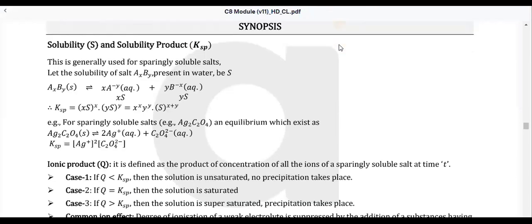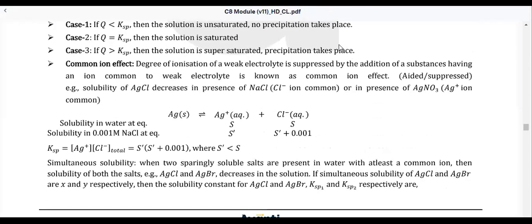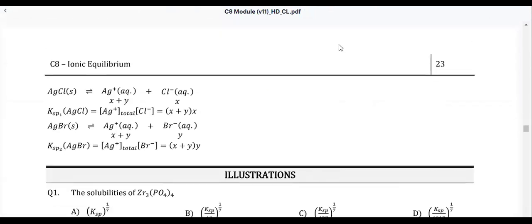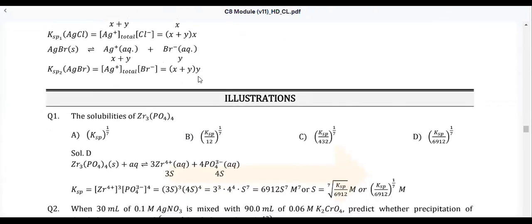This we have already studied. These things we have already studied, everyone. I hope all of you remember. This was for common ion. Let's try to solve some problems.